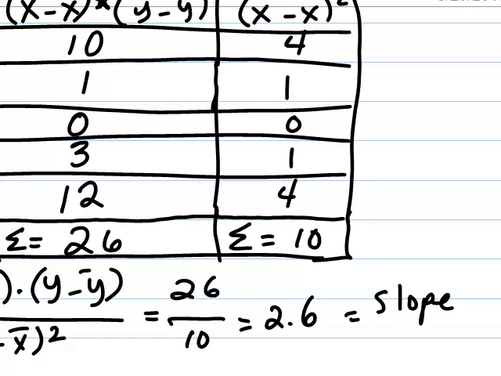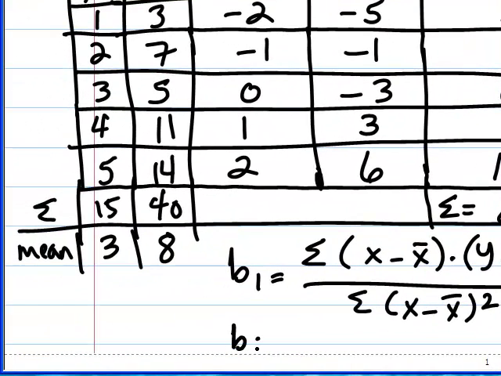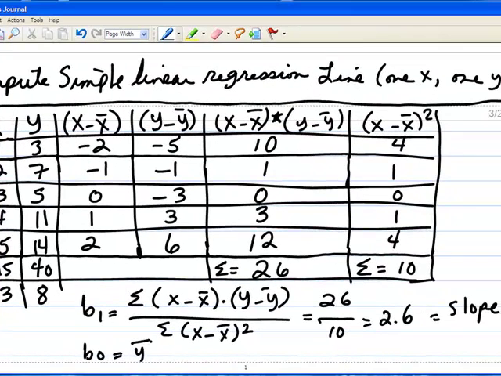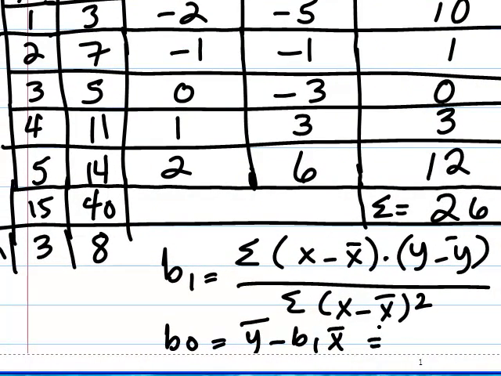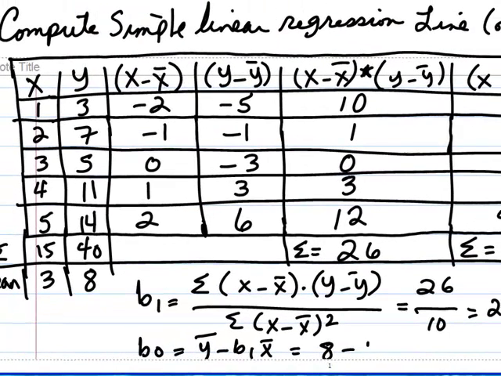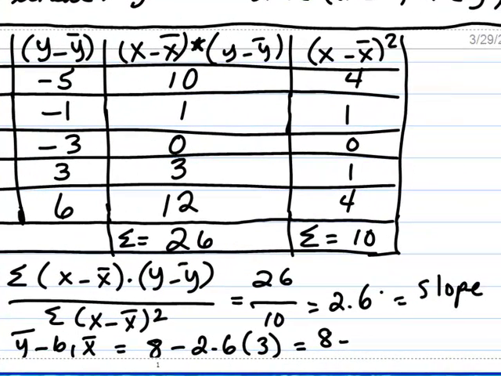Now compute B sub 0. Your book formula says Y bar minus B1 times X bar. Y bar, we computed to be 8, minus B sub 1, which we computed to be 2.6, times X bar, which we computed to be 3. So we get 8 minus 7.8, which is 0.2.